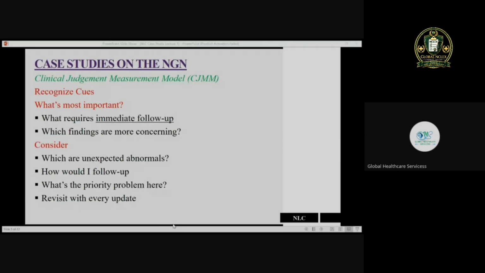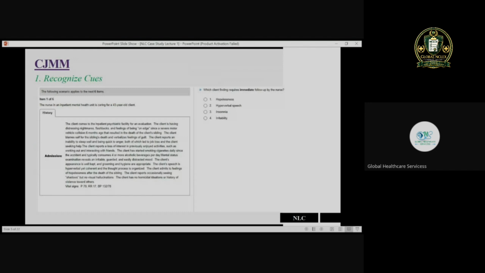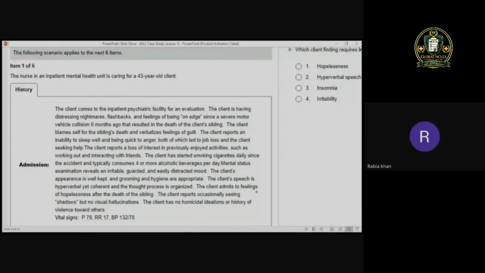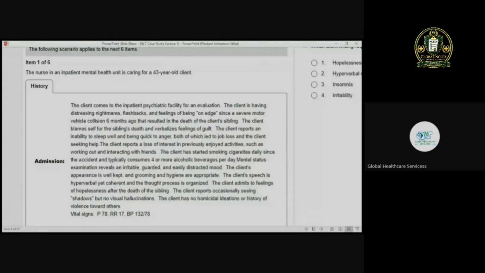Okay, so the first question is about recognizing cues. Is this question visible to all of you? No ma'am. Why? It is written very small. Zoom in. It's visible after zooming. Okay.